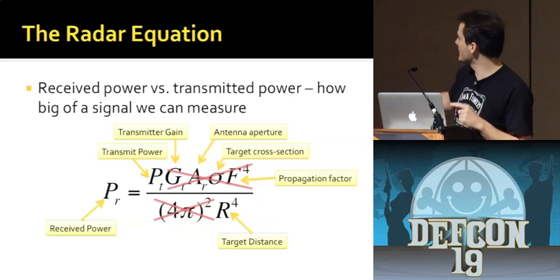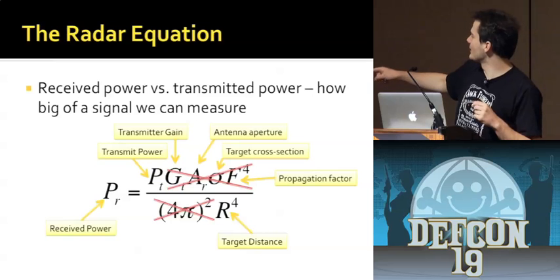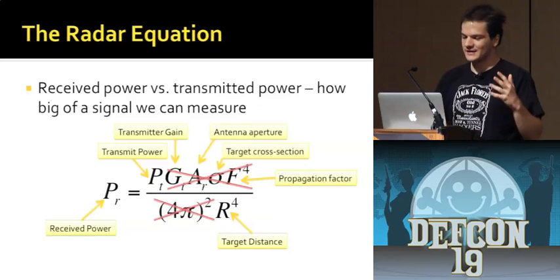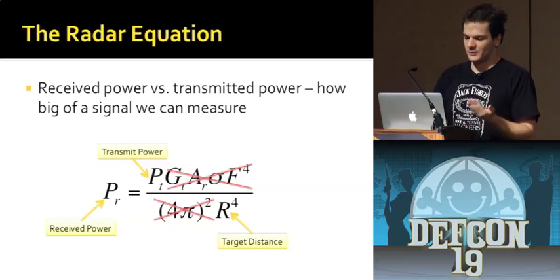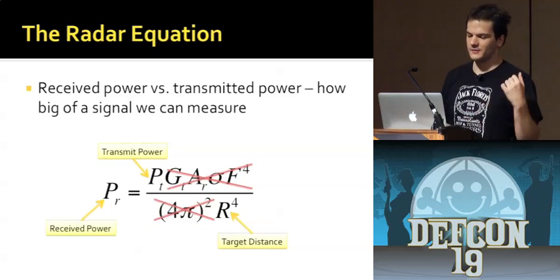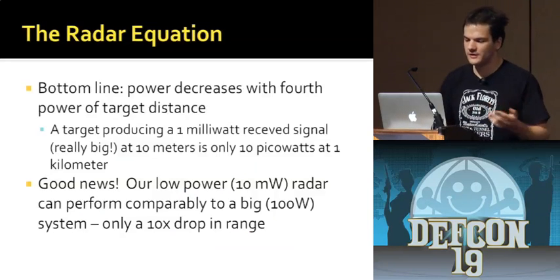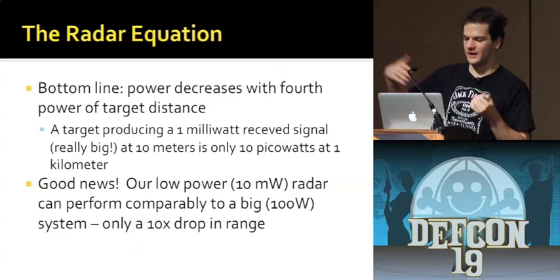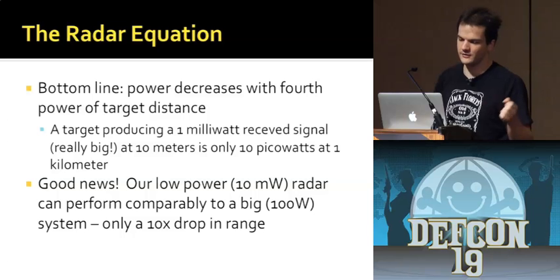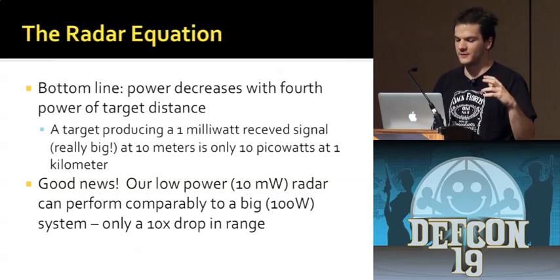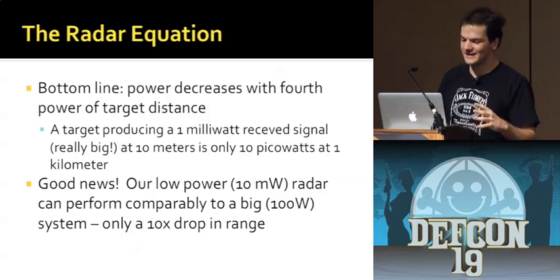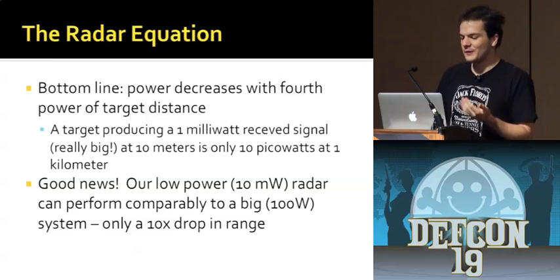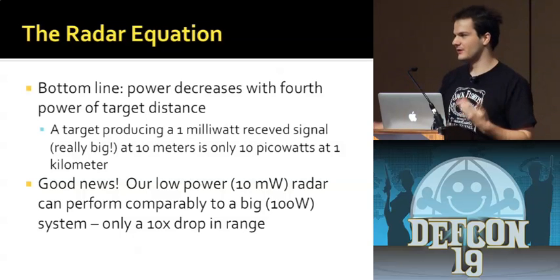The main point I want to make is this target distance here. So we have power over R to the fourth. That means that basically, your transmit power doesn't matter that much. The received power is going to decrease with the fourth power of the distance. So if you move by a factor of 10 away, my example here is if you receive a signal of 1 milliwatt at 10 meters, at a kilometer that's 10 picowatts. It's really tiny.